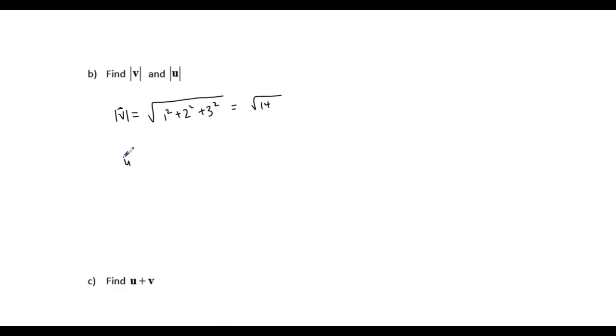And we do the same thing for the vector u. To find how long it is, we apply the 3D Pythagorean theorem. We're going -4 units in the x direction, square that, plus 0 units in the y direction, square that, plus 2 units in the z direction, square that, and that's going to be the square root of 20, which is also the same thing as 2 root 5.